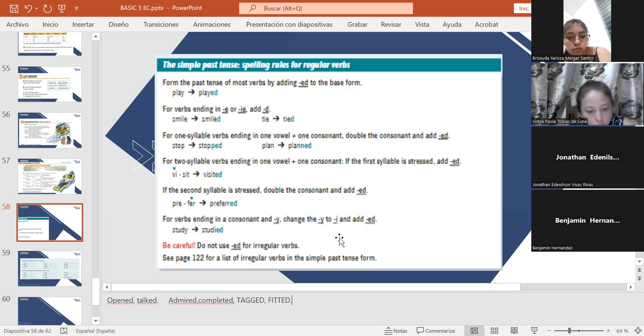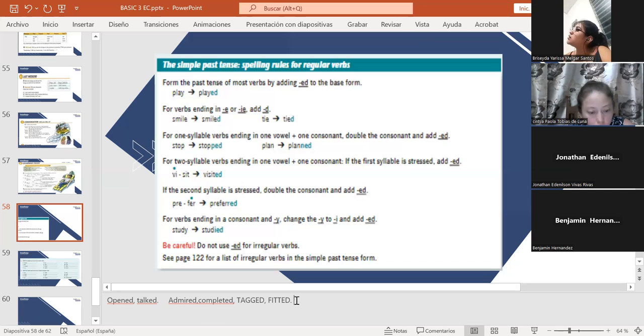Se cambia por la I latina. Correcto, yes. Ya le explicó todo. Se cambia por la I latina y agrego ED. ¿Hay más verbos? Claro. ¿Y cómo se pronunciaría ese verbo de estudio? Studied, con una D al final, studied. Usted dice presente, study. Pasado, studied. ¿Nota la diferencia?